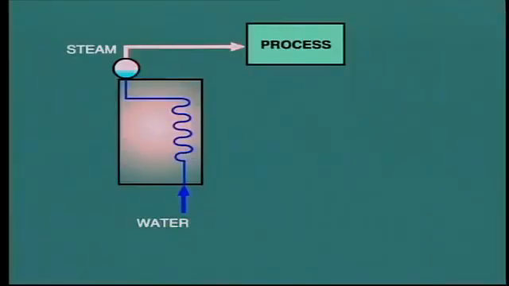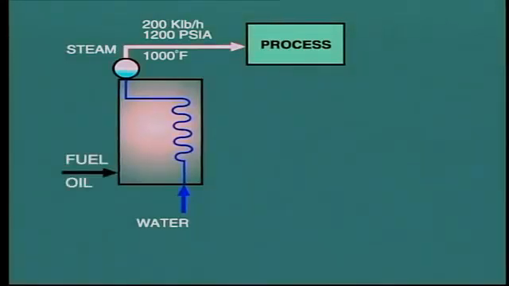Knowing the heat content or calorific value of a specific fuel, we can calculate the quantity of that fuel that must be burnt to produce a certain amount of steam in our boiler. For example, suppose we need to produce 200,000 pounds per hour of steam at a pressure and temperature of 1200 psia and 1000 degrees Fahrenheit. How much fuel oil would we have to supply to the boiler?